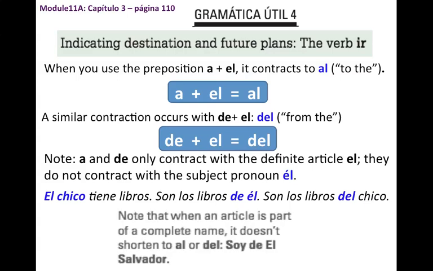Similarly, when there's a formal name involved, like El Salvador, it will not contract. Look at that last sentence there. Yo soy de El Salvador. So it wouldn't be yo soy del Salvador, no contraction with a formal name.